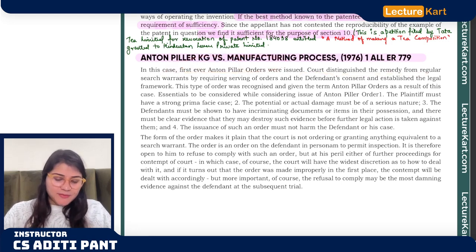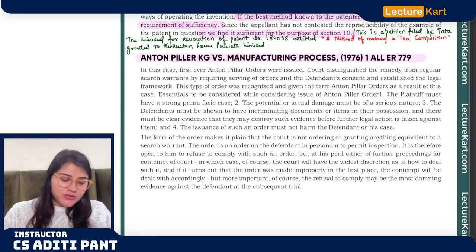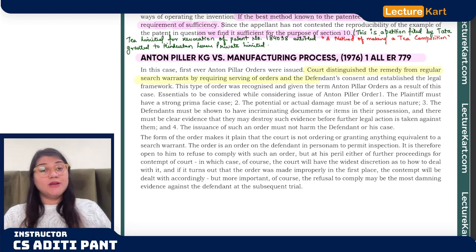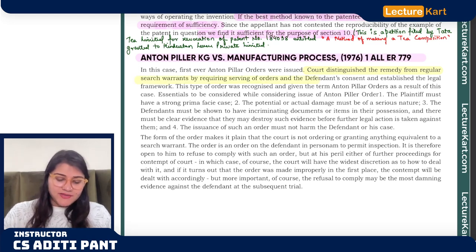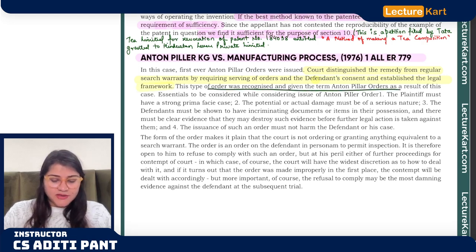Court distinguished the remedy. Court distinguished the remedy from regular search warrants by requiring service of orders and the defendant's consent, and established the legal framework. This type of order was recognized and given the term Anton Piller order as a result of this case.